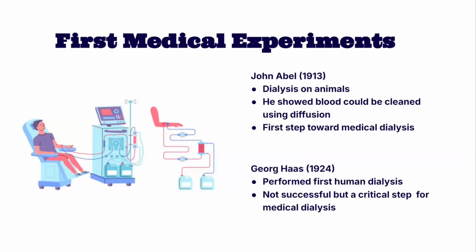In the early 1900s, some scientists started testing dialysis on living things. In 1913, John Abel and his team in the US used dialysis on animals to try to clean their blood. It was a pretty big step, and it showed that maybe this could work in medicine someday. In 1924, George Haas was the first person to actually try dialysis on a human. It didn't really work, but it still was the first time. And that matters because it helped open the door to future experiments.